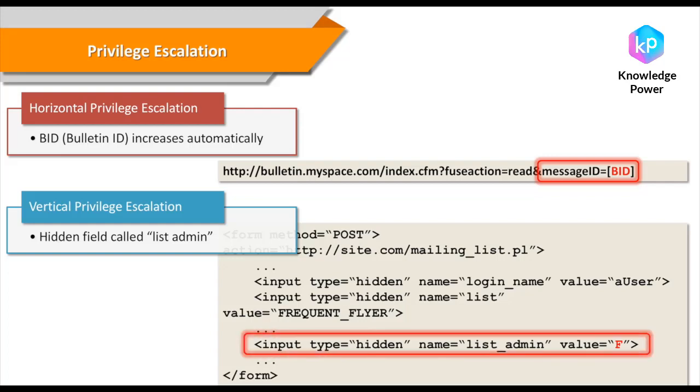Now, in the second example, there is a hidden field with a name of list_admin and the value of F. Assuming that the F is for false, changing it to T for true, we get the admin role in that application.